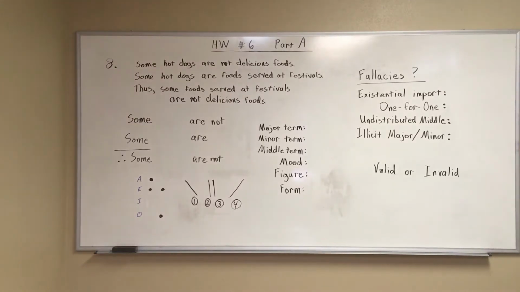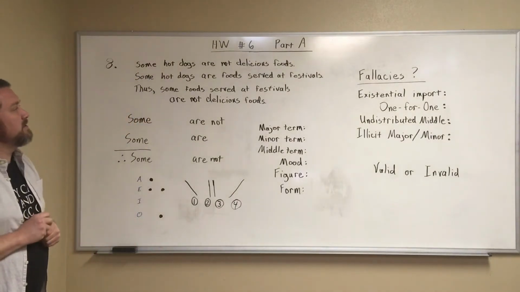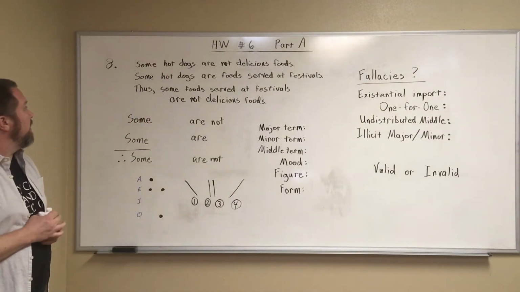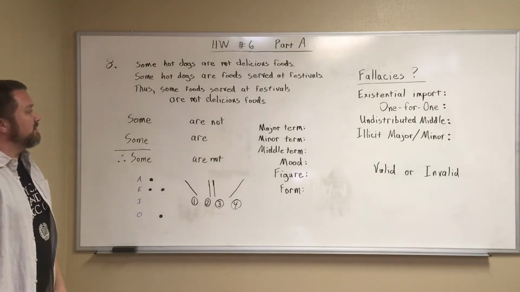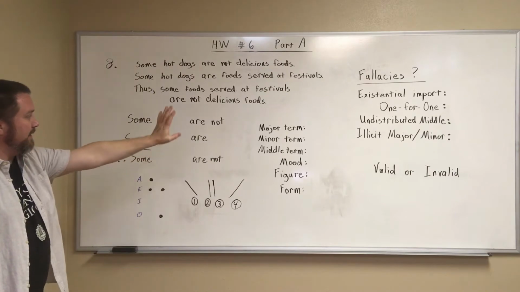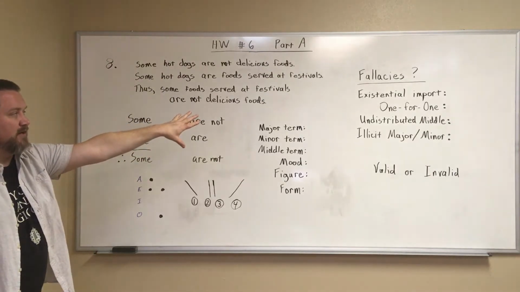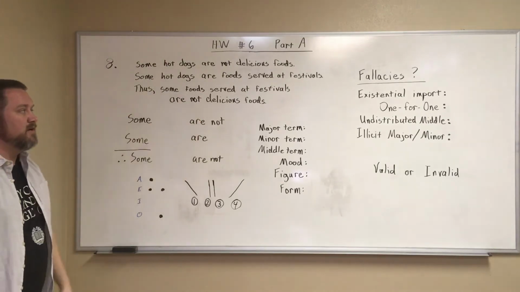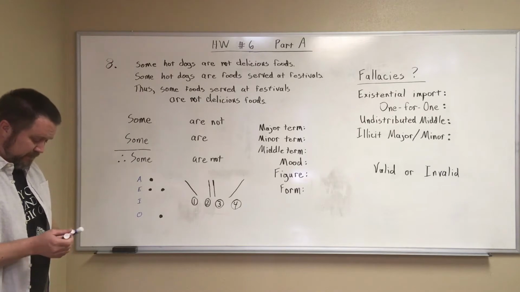Okay, finally from homework number 6, the final one I'm going to do, homework number 6 and homework number 7, part A, the last one in that section, number 8. This example we're going to go through just like the last one, and instead of doing Venn diagrams, we're going to test for validity by checking to see if it commits any fallacies, formal fallacies that is.